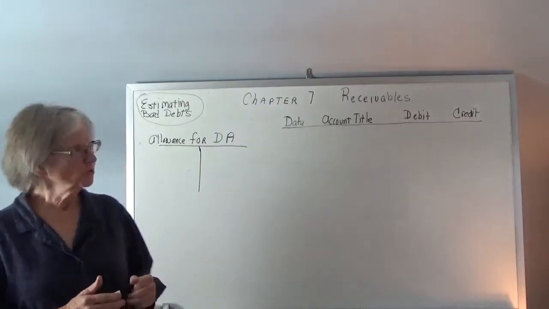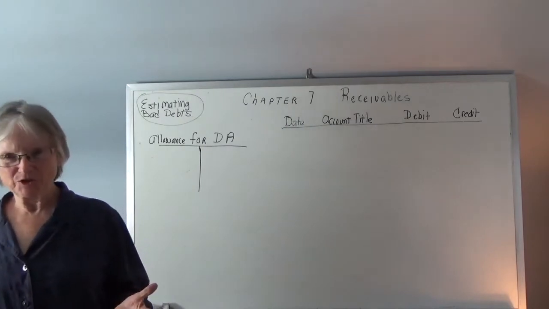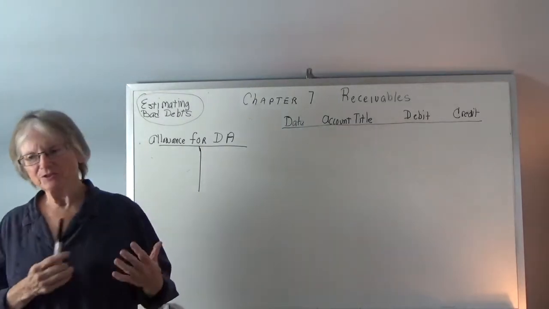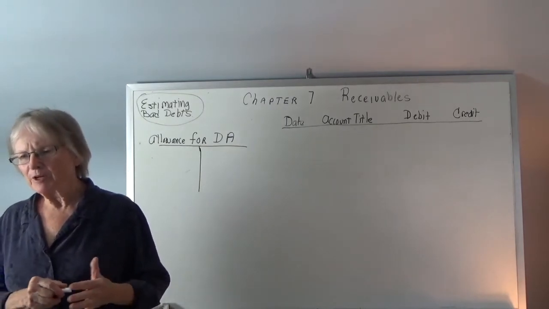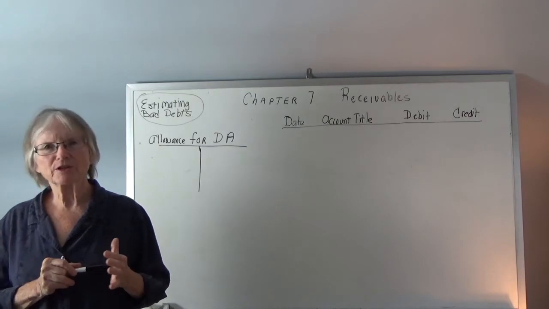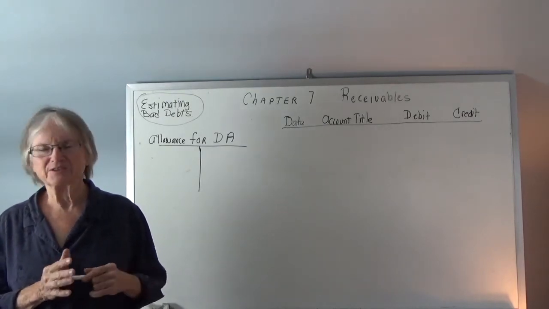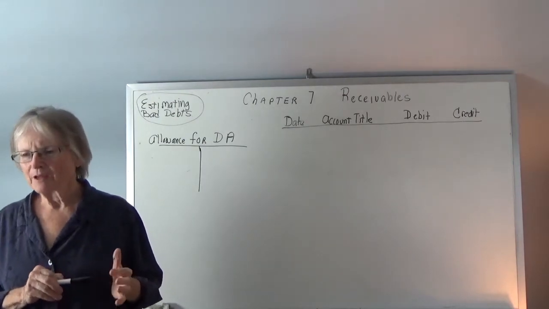So now we get to estimating bad debts. The last time we set up the allowance method, now we need to know how do we figure out what the bad debts are. I am not covering the percentage of sales method. We'll just be doing the percentage of receivables method and a variation of that, which is the aging of receivables.